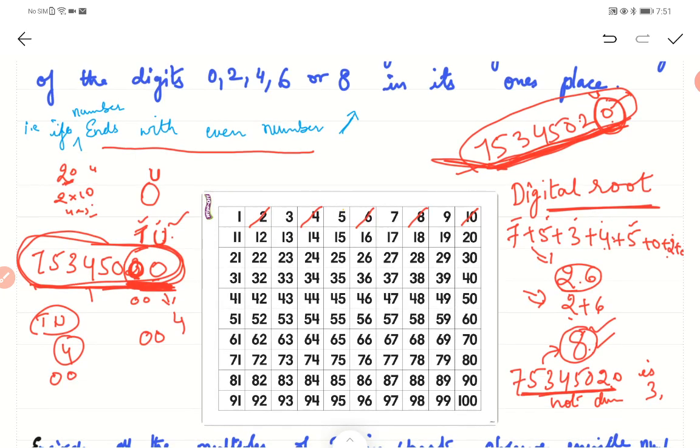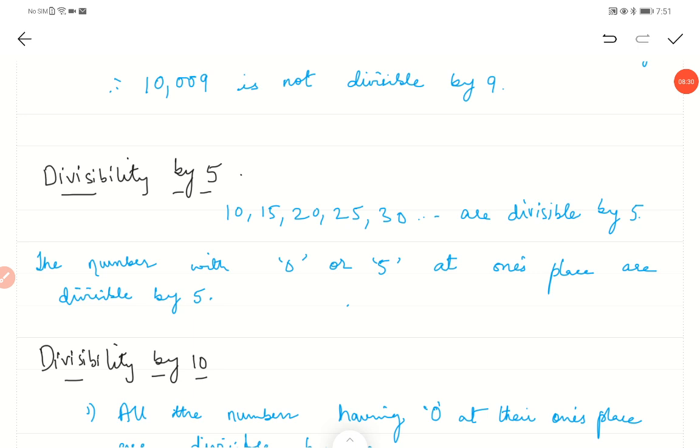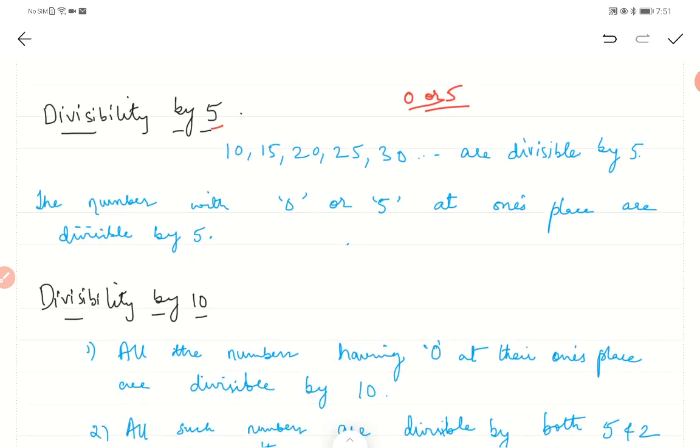Now let's move on to the next number, that is 5. It's very easy, the divisibility test of 5. If your number at ones place is 0 or 5, you can say that the whole number is divisible by 5, isn't it? It's very easy.